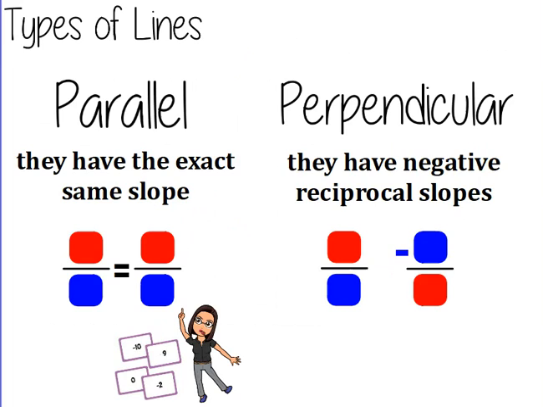And that's our big idea. The types of lines that we like to see in geometry are parallel lines and perpendicular lines. Parallel lines have the exact same slope. Perpendicular lines have negative reciprocal slopes.